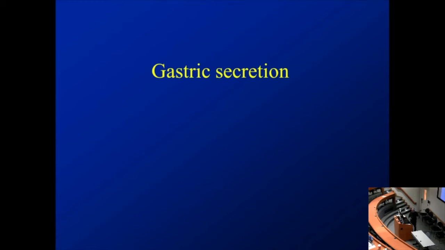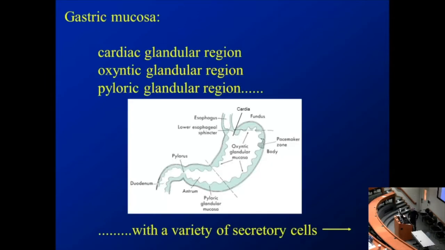So the next segment we are looking at, or compartment, is the stomach. In the stomach you find glands pretty much throughout the entire organ. We can distinguish between the cardiac glandular region about here, then we have the oxyntic glandular region pretty much throughout the entire body of the stomach. And then in the pyloric antrum region we also find secretory cells.